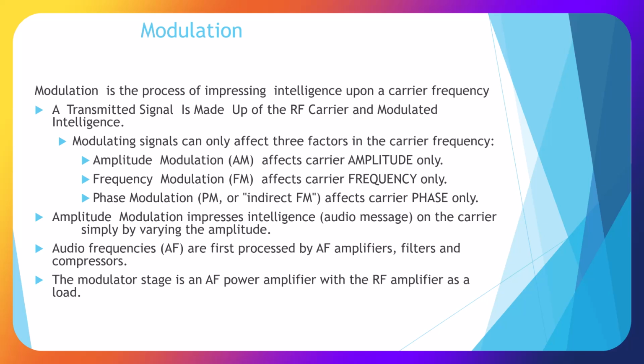Frequency modulation, FM, affects carrier frequency only. We'll study that later. Phase modulation, PM or indirect FM, affects the carrier phase only. Amplitude modulation impresses intelligence, audio messages, on the carrier simply by varying the amplitude. Audio frequencies are first processed by audio frequency amplifiers, filters, and compressors. The modulator stage is an AF power amplifier with the RF amplifier as the load.